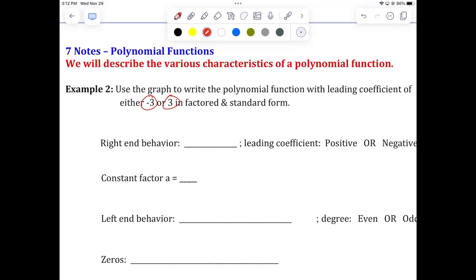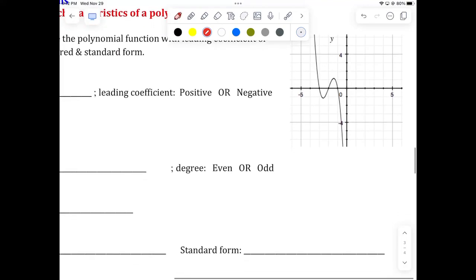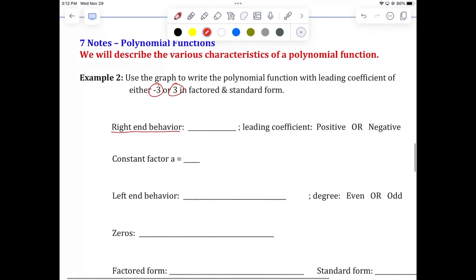Well, you know how we're going to tell which one it is? Let's look at the right-hand behavior. Come over here to the graph. What's the right-hand behavior? Where is it going? Down to negative infinity. Because it's going down to negative infinity, the leading coefficient should be what? Positive or negative? Negative. Those two will always match up. Negative leading coefficient, negative right-hand behavior. Positive leading coefficient, positive right-hand behavior. Now, because it has to be the negative number, what should the value of a sub n be? -3. Okay, so our leading coefficient is -3. Got it.